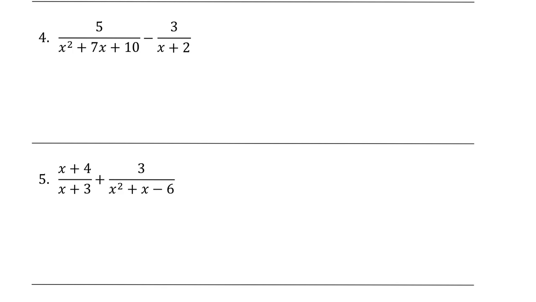Let's look at this. Number 4, I have 5 over x squared plus 7x plus 10 minus 3 over x plus 2. I'm going to factor this part to see if there's anything in common. So this is x times x, and to get 10, 2 times 5, positive, positive makes 7. So now I can see that they do have the x plus 2 in common. This one just needs an x plus 5. So my LCD is going to be the x plus 2 and the x plus 5.